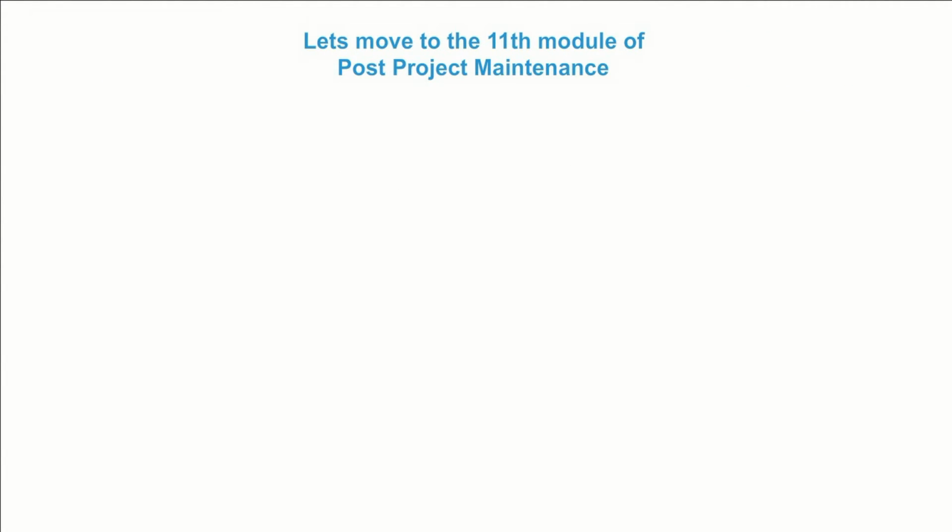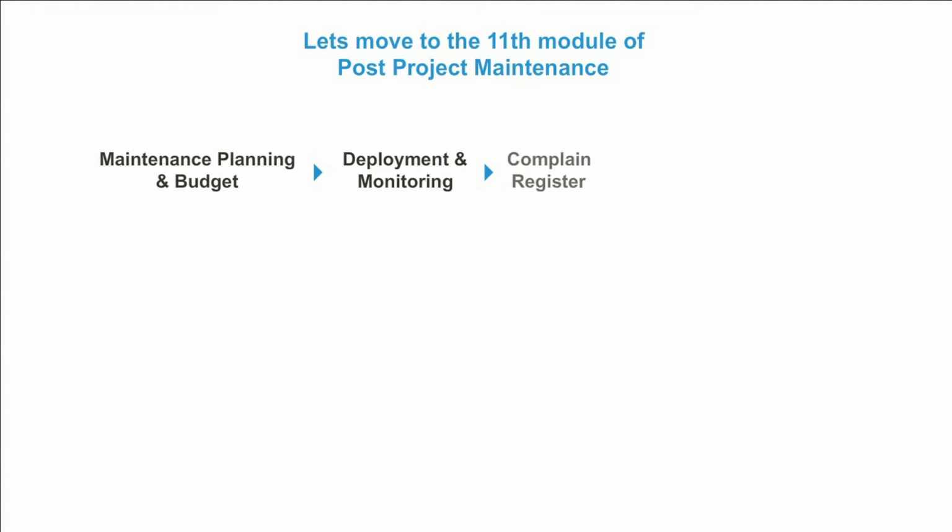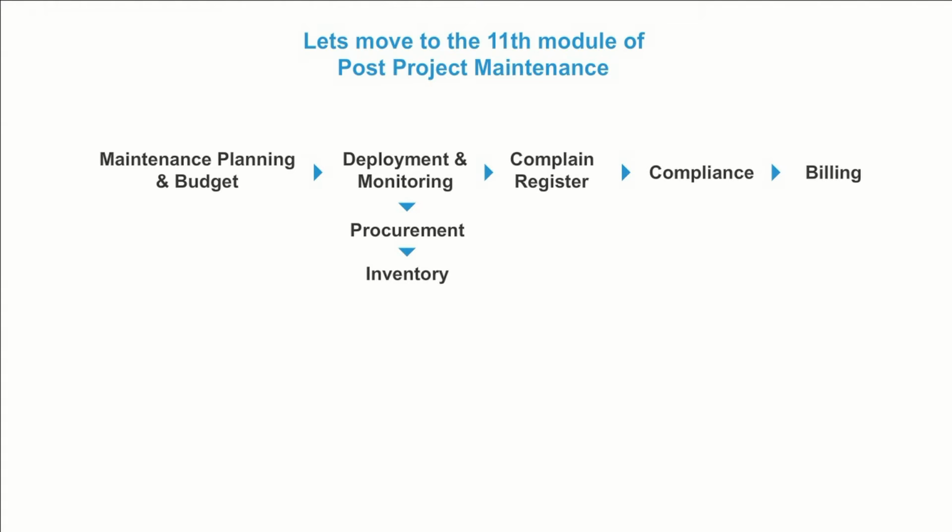Let's move to the 11th module of Post-Project Maintenance. This is the flowchart of Property Management. You prepare maintenance and planning budget. Maintain the record of details of manpower or sub-agency deployed for maintaining the project. Maintain inventory, make bill payments to vendors. And you record complaints, generate bills, and record payment receipts.